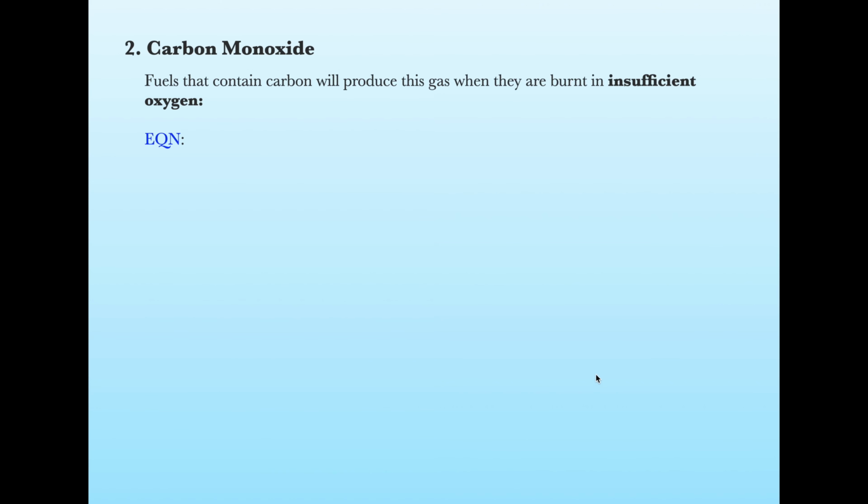Right, carbon monoxide. Now, carbon monoxide is produced when you have a fossil fuel burnt, or a carbon-containing fuel burnt in insufficient oxygen. Okay, so you need to change the products of the combustion reaction, well, one of the products. So for example, we saw methane before, and in complete combustion it produced carbon dioxide and water. But in incomplete combustion, the products are carbon monoxide and water.